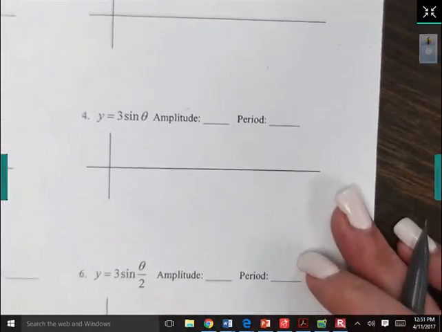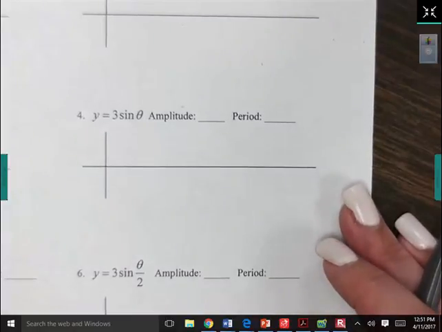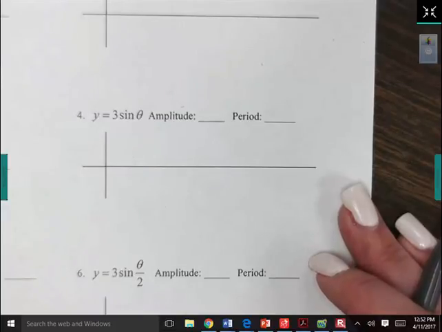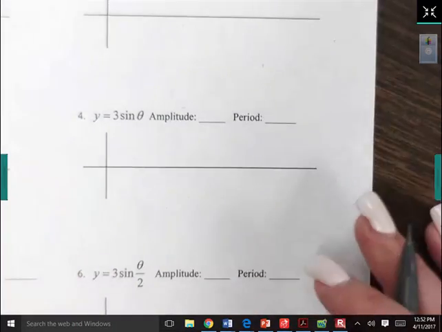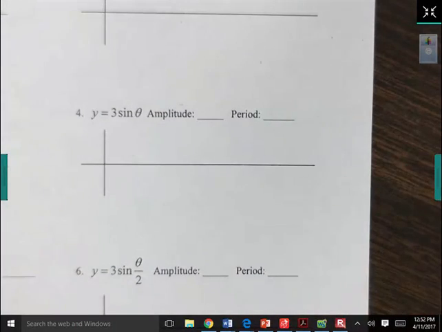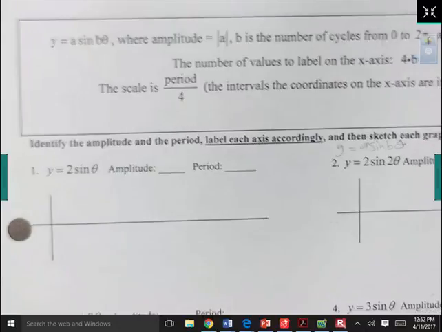On number 4, Tiffany, what is a? Good, and what is b? It's whatever's in front of theta, which is 1. Good, good. Okay, so do we get this? We're good with a and b now. All right, let's go back to number 1.